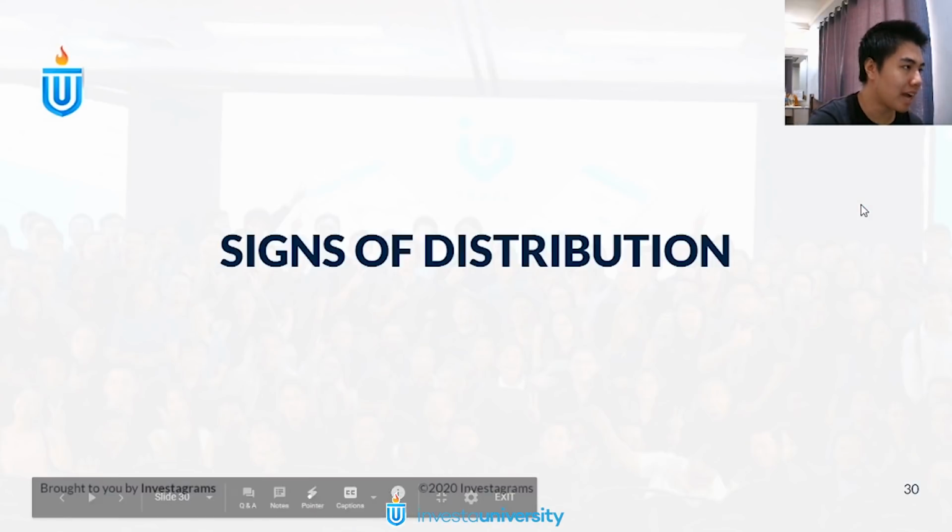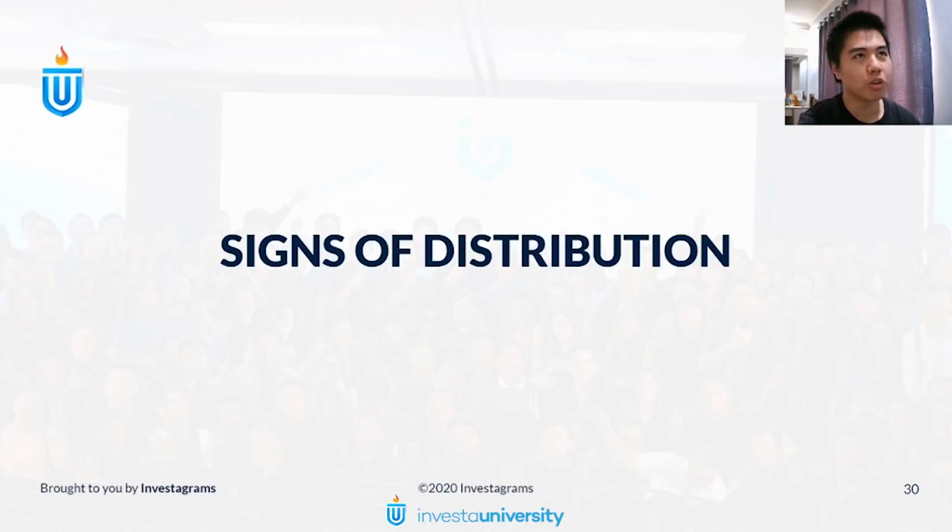Alright, so aside from signs of accumulation, you can also use it. Ito, yung accumulation, madali lang siya ma-spot eh. Basta yun, coming from a downtrend, na consolidate, you see volume coming into the stock, that's potential signs of accumulation. So, madali siya ma-spot. But yung distribution naman, mas mahirap siya ma-spot. But it also gives us warning signals.